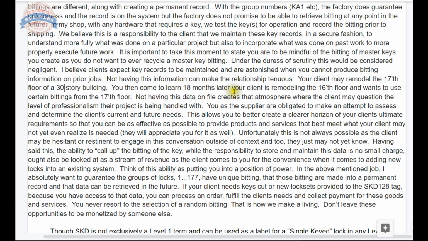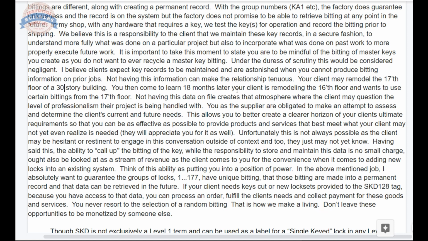Not having this data on file creates that atmosphere where the client may question the level of professionalism their project is being handled with. You as the supplier are obligated to make an attempt to assess and determine the client's current and future needs. This allows you to create a clearer horizon of your client's ultimate requirements so that you can be as effective as possible to provide products and services that best meet what your client may not yet even have realized is needed. And believe me, they will appreciate you for it as well. They'll think that you can see in the future.